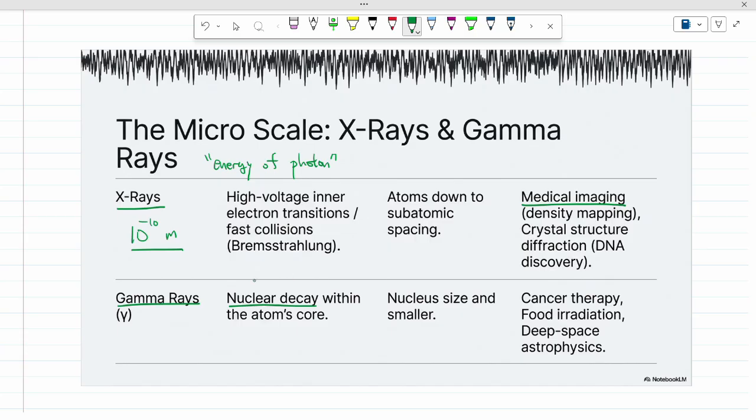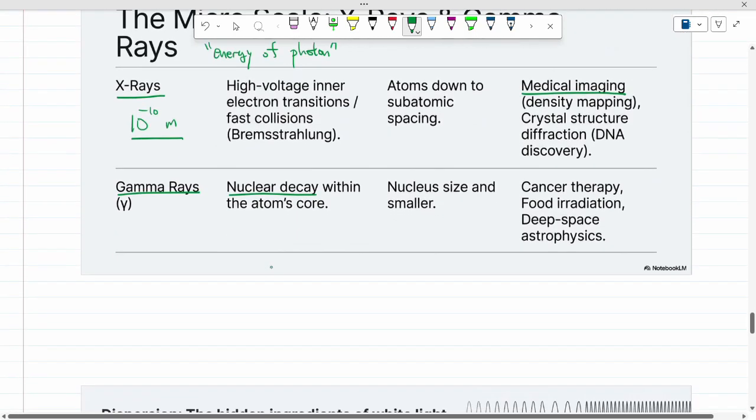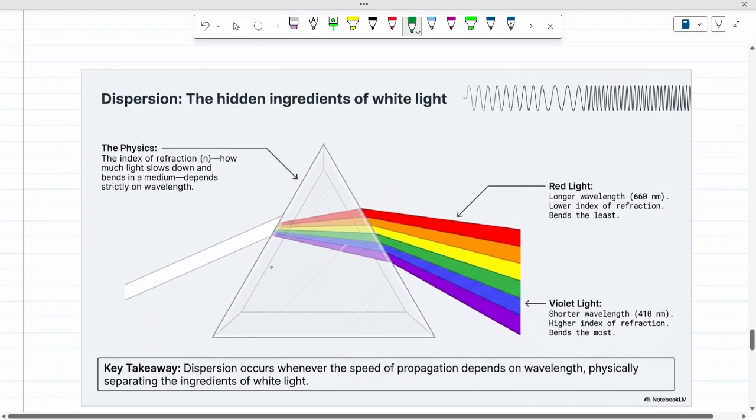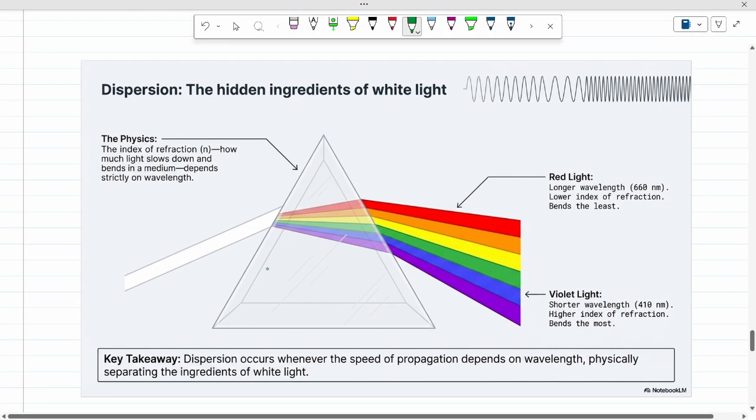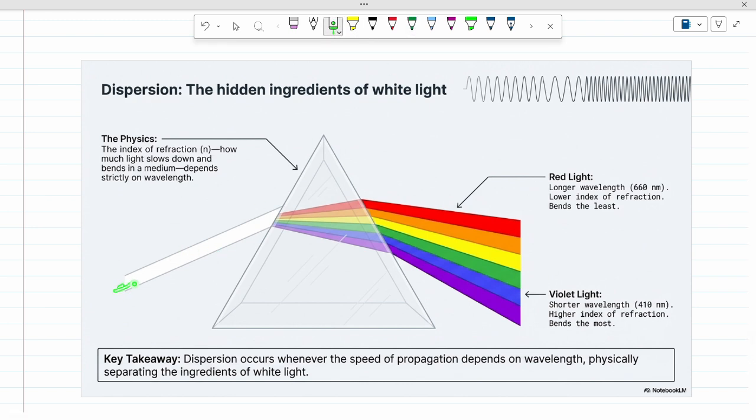Okay, now let's wrap up with a short discussion of what's called dispersion. Just because there are some homework questions that ask about how, when you see white light, just light of white color, how do you know that there are red colors and blue colors within it? And the answer is dispersion.